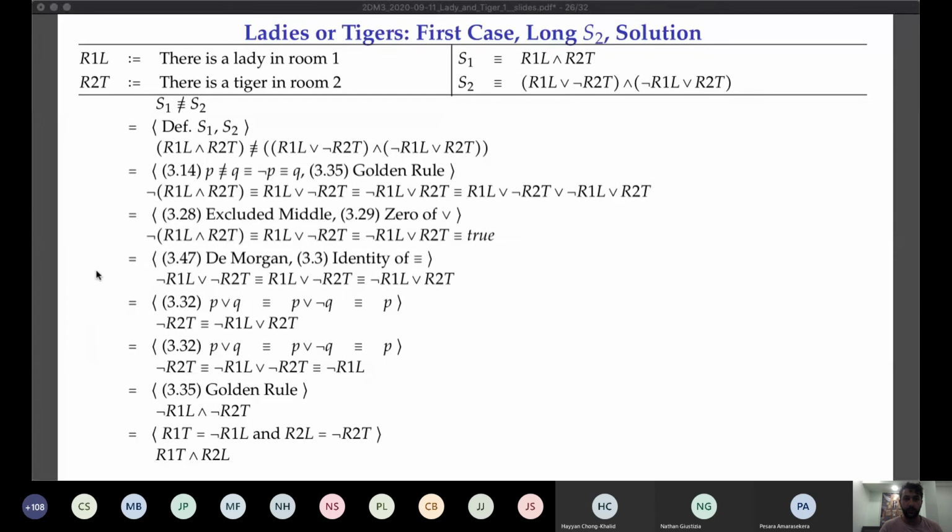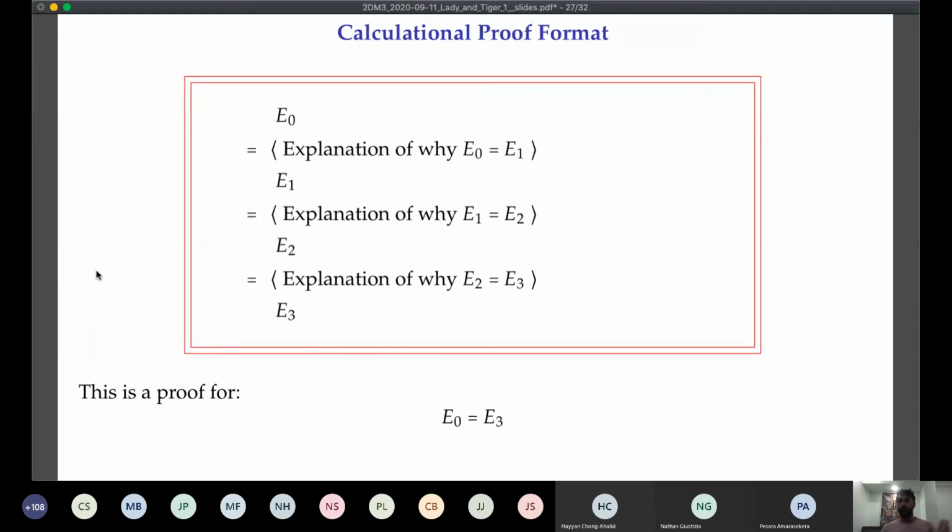I'm running out of time, so let's try to wrap this up. I just want to get back to where we started. A proof is a story. A story consists of sentences such as E0, E1, E2, E3, and the transitions between these sentences, these key plot points, are the calculation steps, right? So the calculation steps serve as transitions between the plot points in your story, okay?